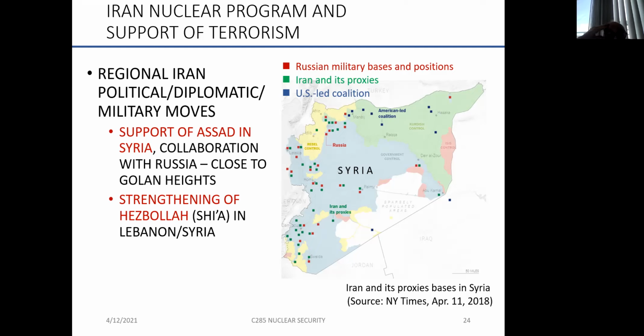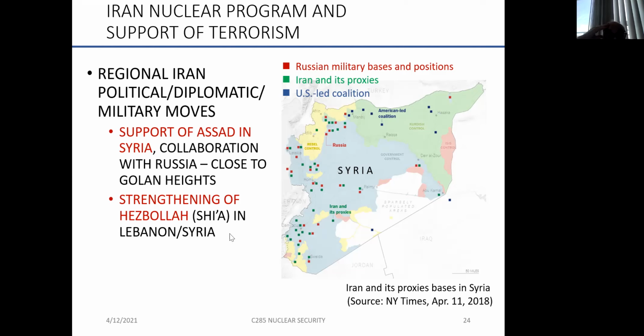In the meantime, Iran continued its activities. It collaborated with Russia on its military bases and positioning in Syria, on its activities in Lebanon, on activities in Iraq, and on activities in Yemen. Iran's political, diplomatic, and military moves supported Assad in Syria and very close to the Golan Heights, which is Israeli occupied territory, and the strengthening of Hezbollah. So this was something that Trump stewed over for a while, and then ultimately he decided to make a clean break with this agreement, which he did in 2018.